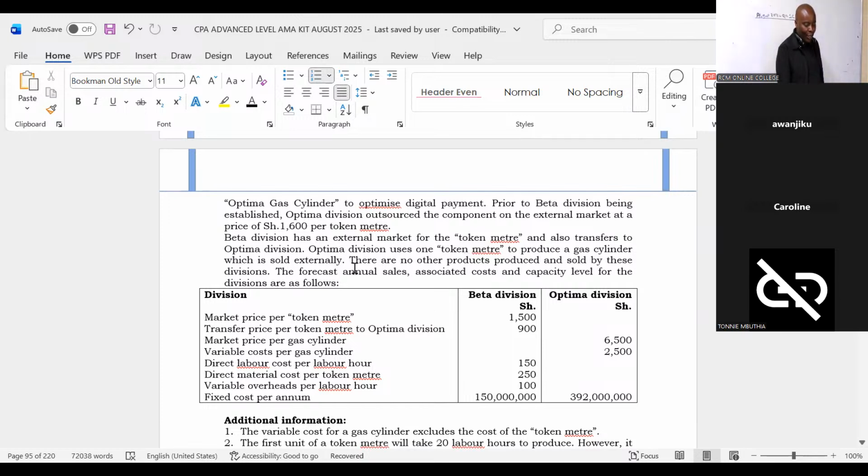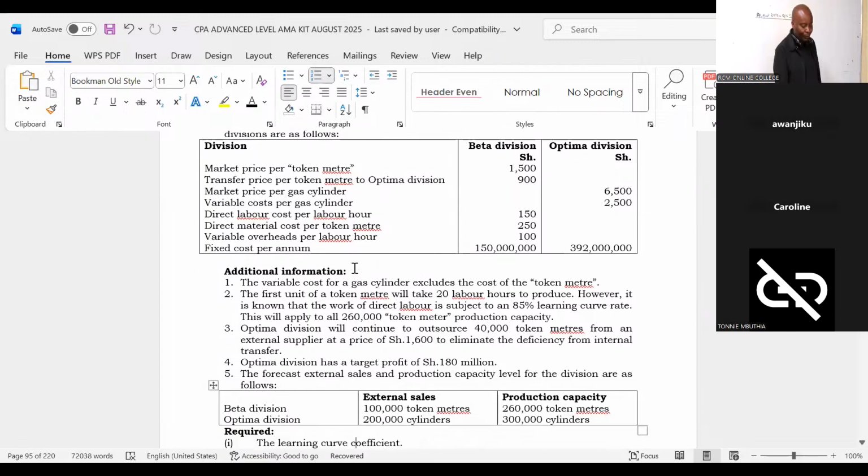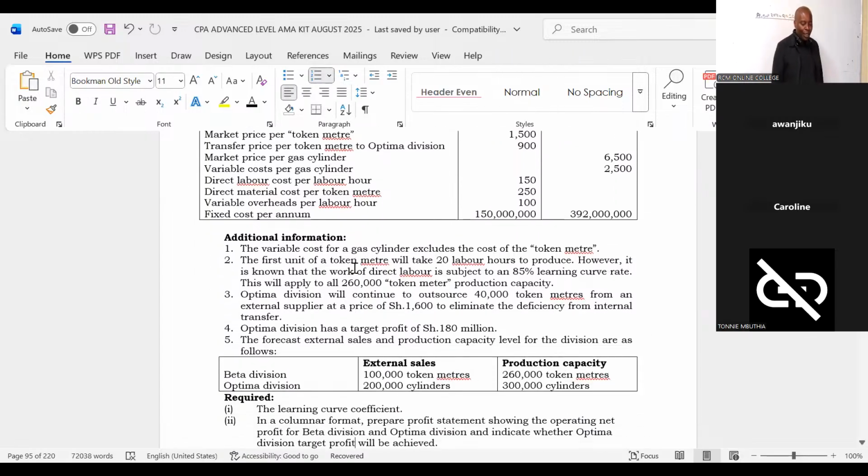They forecast annual sales, associated costs, and the capacity level for the divisions as follows. They've given us so many things there. Additional information: the variable cost for a gas cylinder excludes the cost of the token meter. The first unit of a token meter will take 20 labor hours to produce. However, the direct labor is subject to an 85% learning curve.